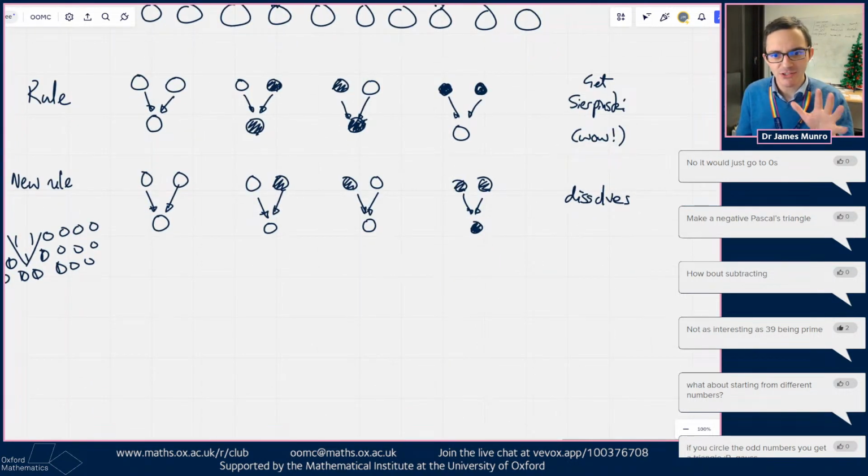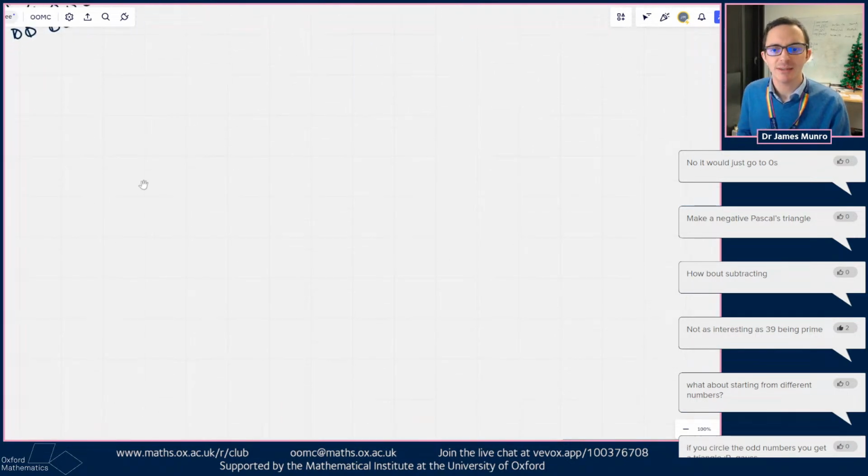I have a variant on subtracting actually. I don't know why it started doing that, by the way, when I move. Anyway, so a variant on subtracting.